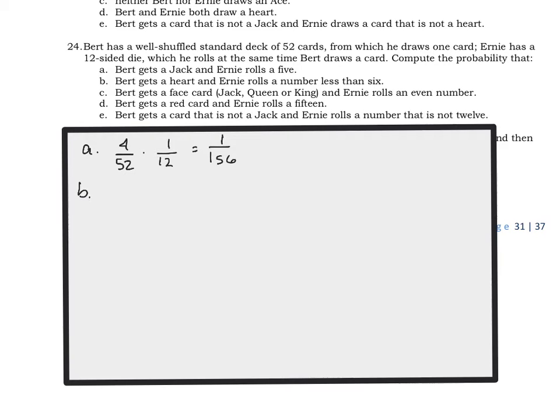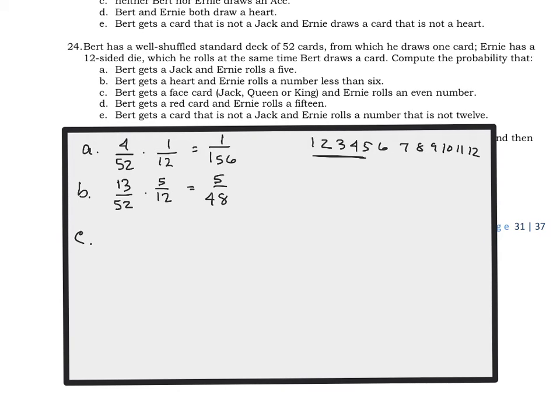B, Bert gets a heart. Okay, so there are 13 hearts out of 52 cards, and Ernie rolls a number less than 6. Okay, so we have 1, 2, 3, 4, 5, 6, 7, 8, 9, 10, 11, 12. So a number less than 6 is going to be 5 numbers available. So it's 5 out of 12. Okay? So when we multiply those together, I get 5 out of 48.